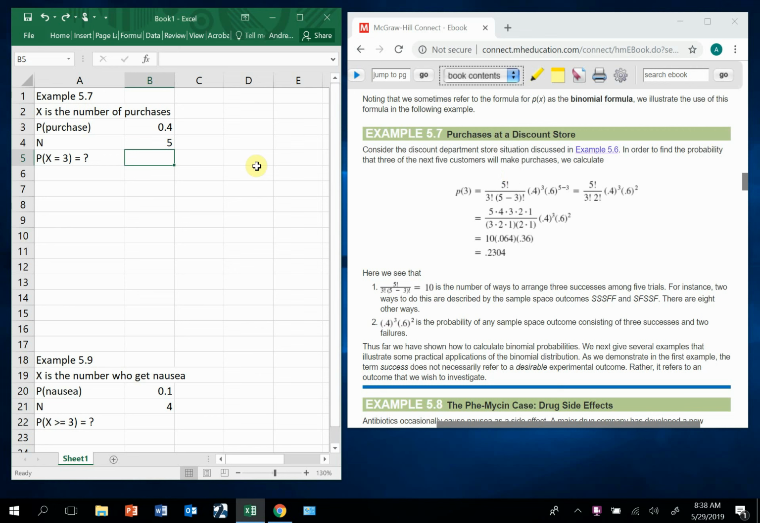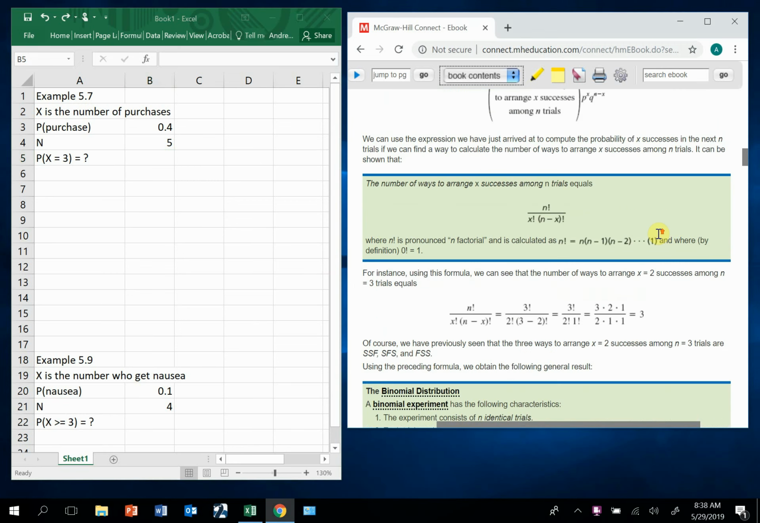Okay, in this video we go over example 5.7 and 5.9 from the book. These show you how to do binomial distribution problems using the BinomialDist formula in Excel. So problem 5.7, what they have is that we're looking at people purchasing something. And historically, the probability of a purchase is 40%, which comes from example 5.6.